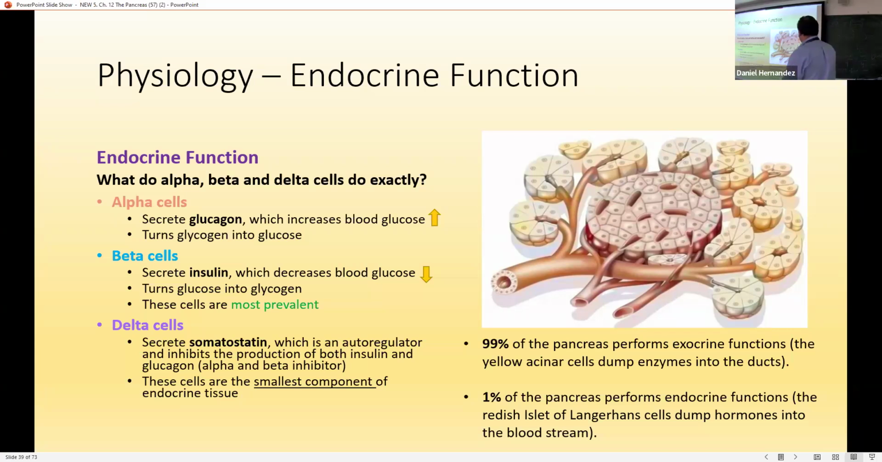So in terms of overall numbers, 99% of the pancreas performs the digestive part, those exocrine functions with the acinar cells, and then 1% of the total function of that pancreas occurs in the islets of Langerhans with the endocrine functions.